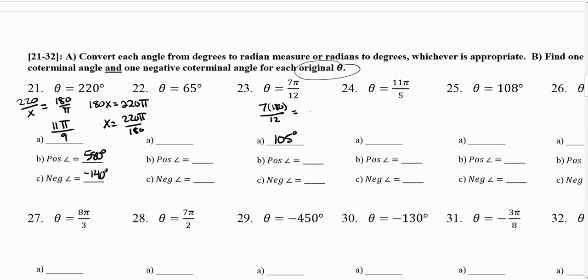Well, remember 2 pi is equivalent to 24 pi over 12. We need a common denominator. So when we add 7 pi with 24 pi, 24 plus 7 is 31. So we get 31 pi over 12. When we subtract 7 minus 24, we end up with negative 17 pi over 12.